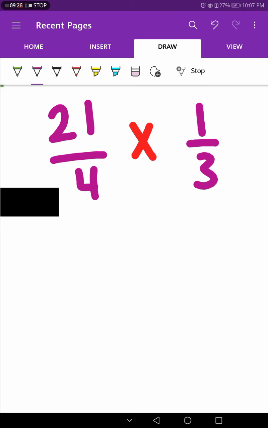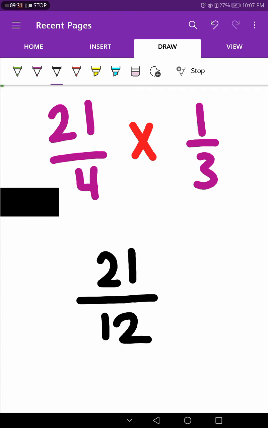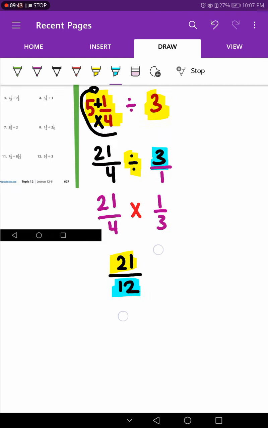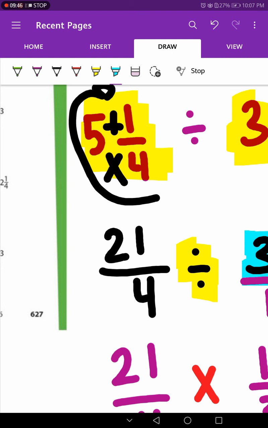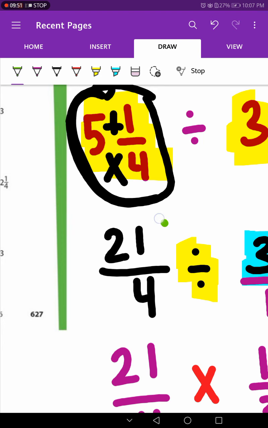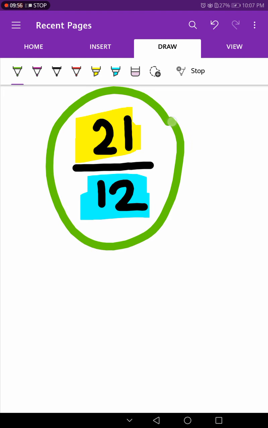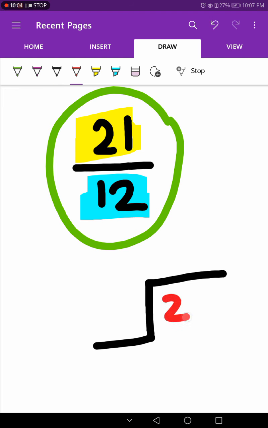Yes. Now 21 by 1 equals 21 over 12. As you learned, if the number up is bigger than the number down, it is improper, and any improper fraction can be written as a mixed number, as here. See, a mixed number here we write as an improper fraction. At the end I have an improper fraction, I have to write it as a mixed number. So how do we write it? We just divide 21 by 12.